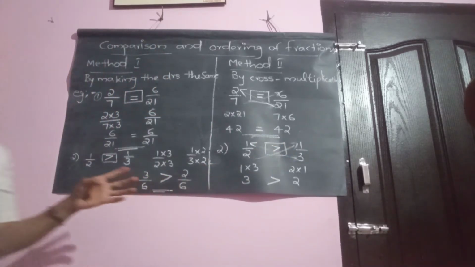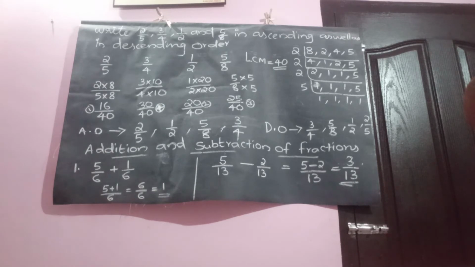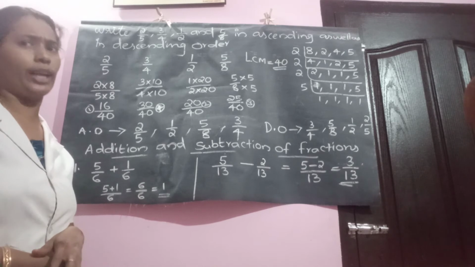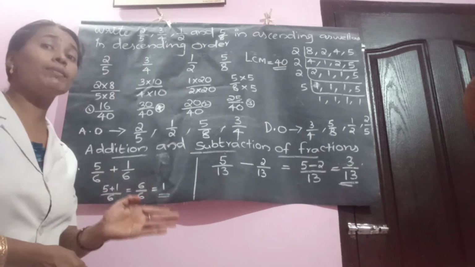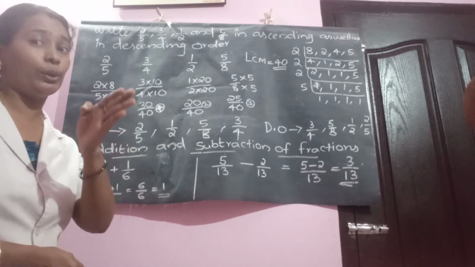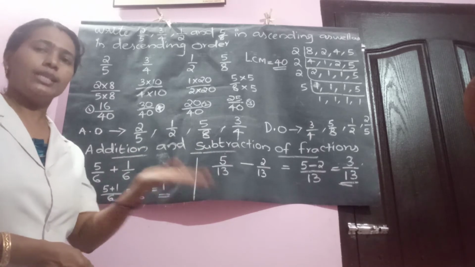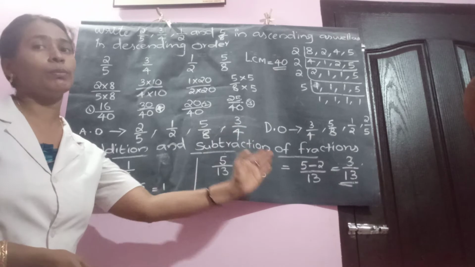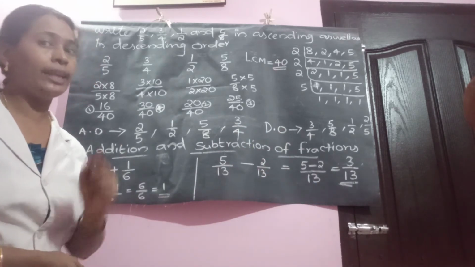Okay. So comparison and ordering of fractions. We have successfully completed the comparison. Now let us move to ordering of fractions. What is meant by ordering of fractions? Arrangement of fractions from small to big according to their value is called ascending order. Similarly, arranging the given fractions from big to small according to their values is called descending order.